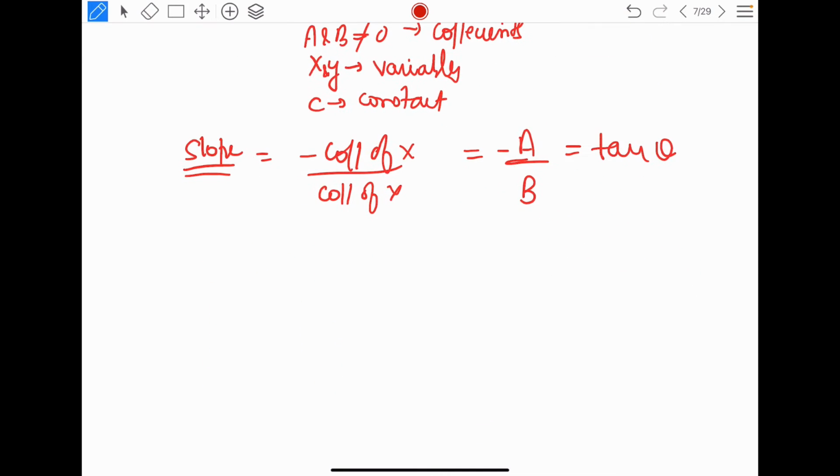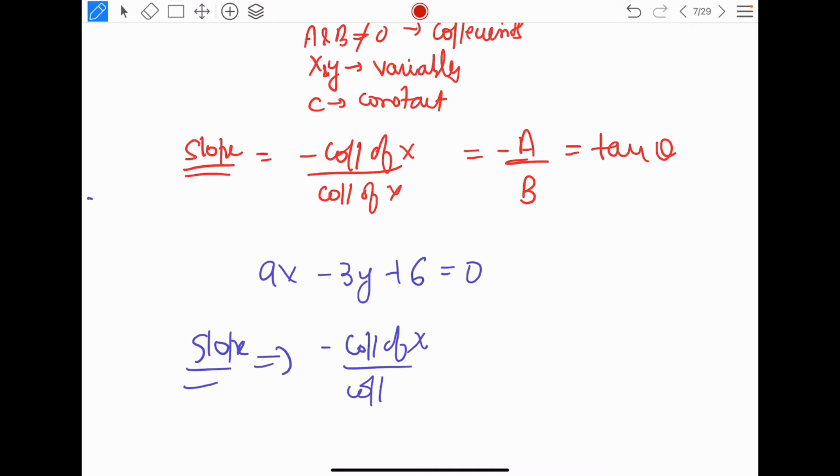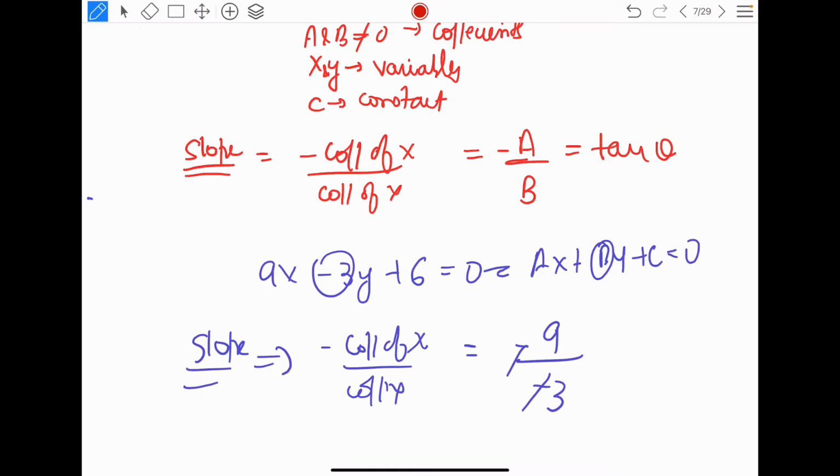Suppose I have a line, taking an example, 9x minus 3y plus 6 is equal to 0. What is the slope? The slope is minus coefficient of x upon coefficient of y. Compare this to the equation ax plus by plus c is equal to 0. The coefficient of x is 9, so 9 upon the coefficient of y, which is b, and b is minus 3, and here another minus goes, so 9 by 3, which is 3.